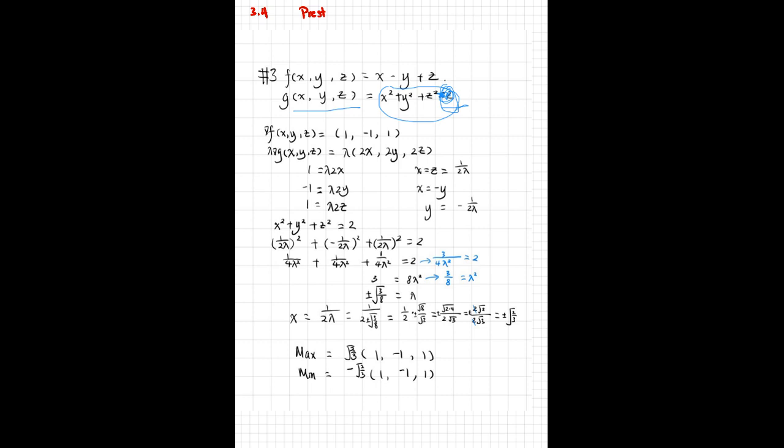And then I plug the number back into the x equation. So x equals 1 over 2 lambda, equal to 1 over 2 times plus or minus radical 3 over 8. And then I factor out the radical 8 to eliminate the 2. Then the final answer I got is plus or minus radical 2 over 3. So the maximum will be radical 2 over 3 times (1, -1, 1), and the minimum will be the negative radical 2 over 3 times (1, -1, 1).